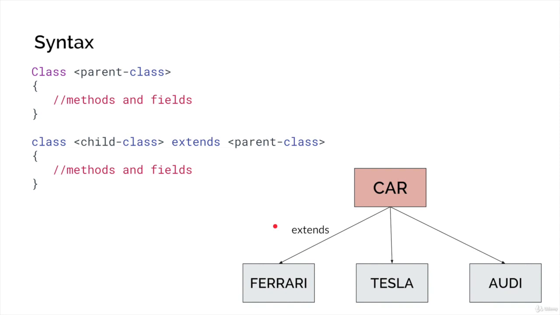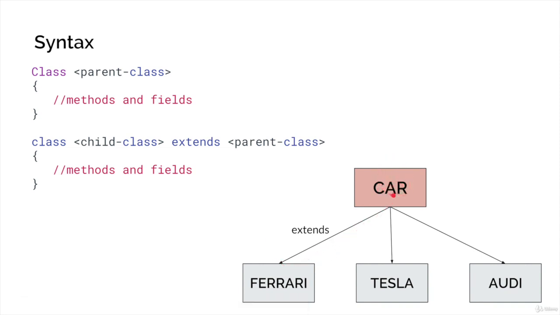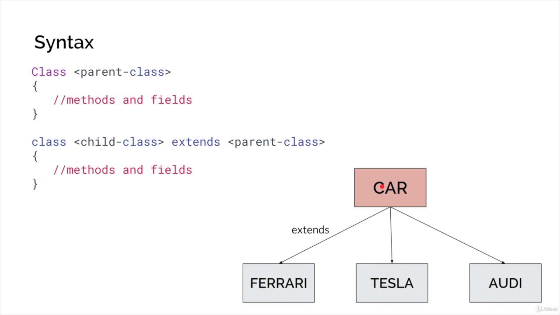So if Ferrari extends the car class, all the methods that we have defined in the car class and also fields, which means variables, etc., all these will be accessible within the Ferrari class. So if you have one method in Ferrari and one method defined in the car class, with the help of the extends keyword, Ferrari will have two methods in it: one from the Ferrari class and one from the car class. We'll soon demonstrate this with the help of the example on the IDE.